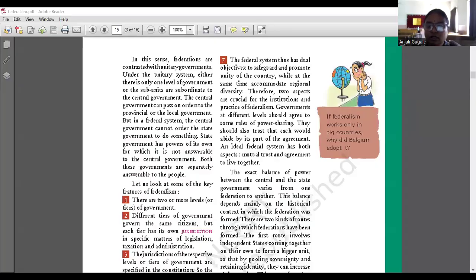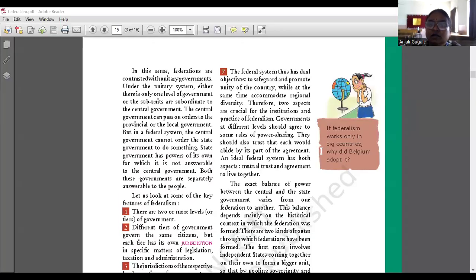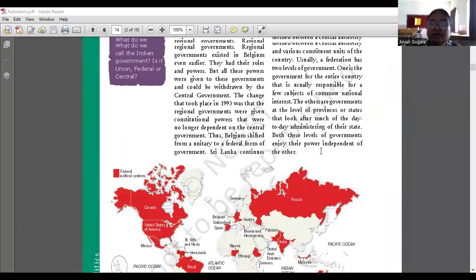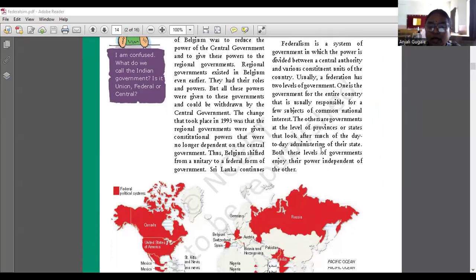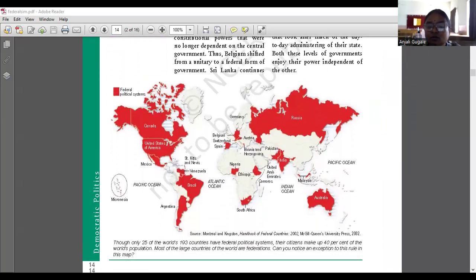To begin with, I am going to share my screen. Okay, I'm sharing the lesson first. I'll just do a recap of what we have covered in the previous class. In the previous classes, we had looked at the definition of federalism, and we also observed the map of the federal countries in the world.